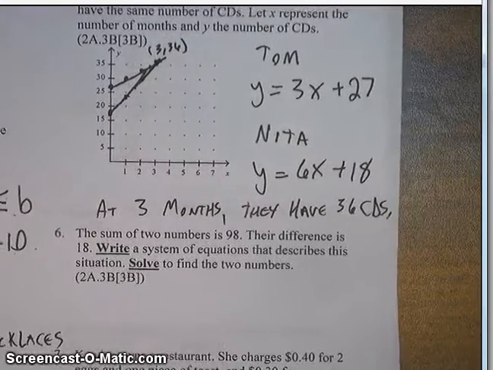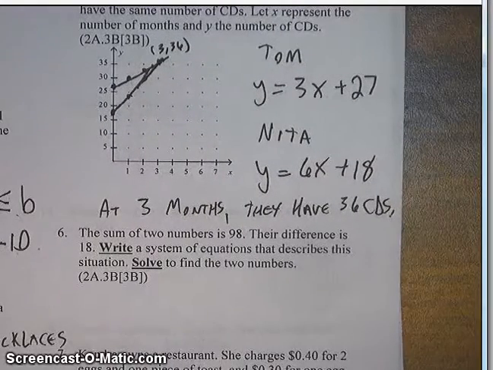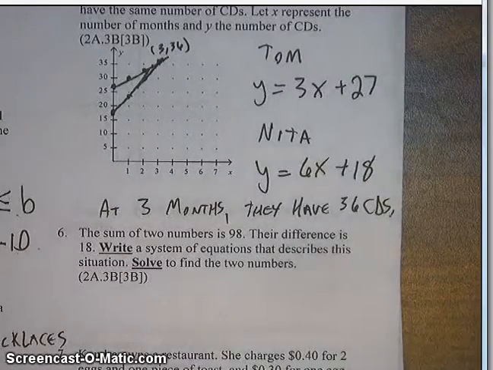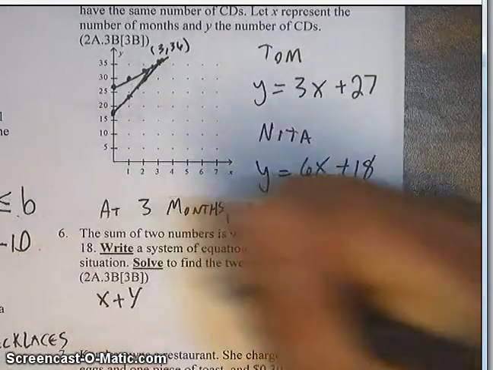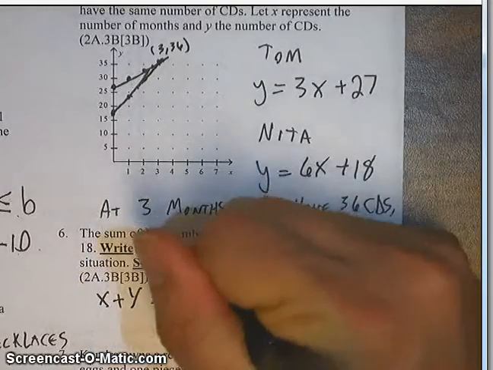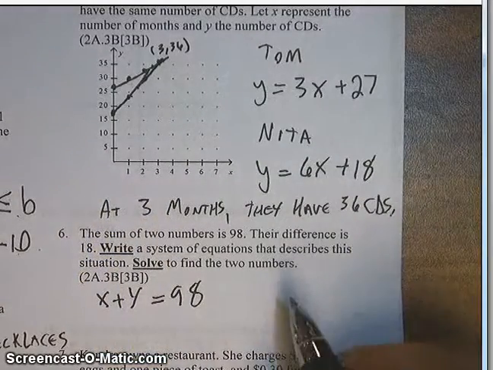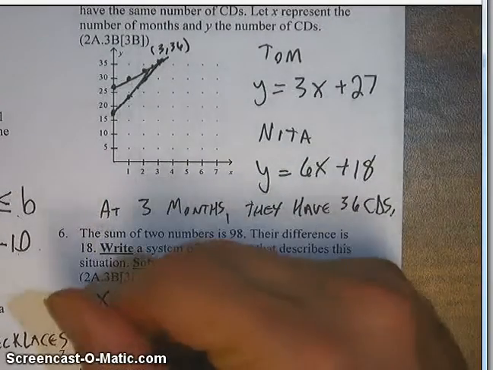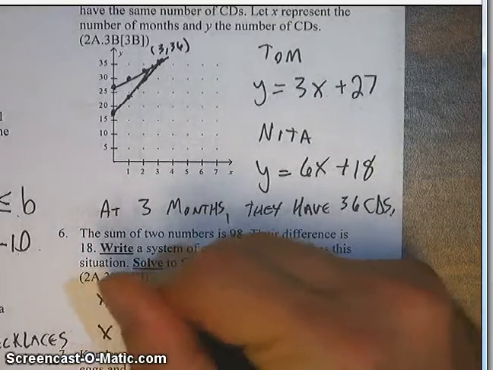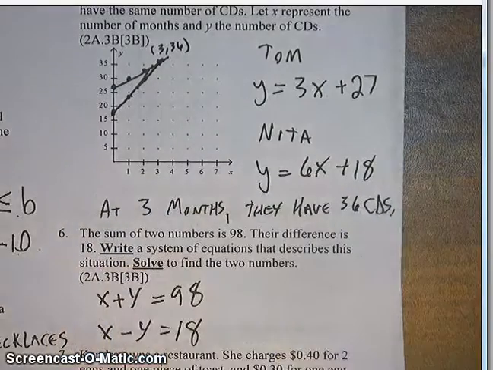The sum of 2 numbers is 98. Their difference is 18. Write a system of equations that describes the situation and then solve to find the 2 numbers. Okay, so x plus y, the 2 numbers, they add to 98. And then the difference is 18, so that's going to be x minus y equals 18.